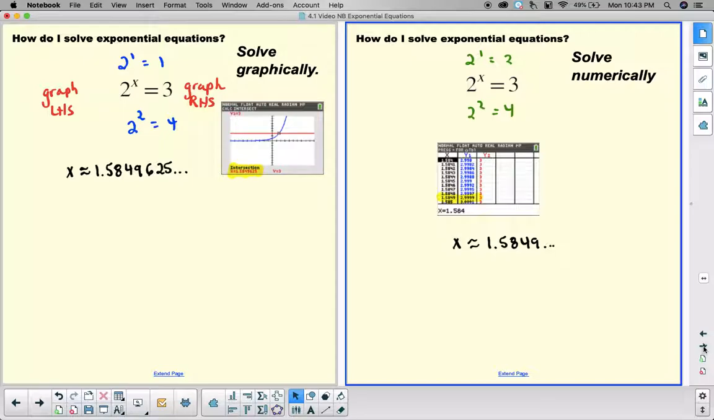What we're working towards in the next video is, instead of solving graphically or numerically, there are some exponential equations that we can solve directly algebraically, and that's where we're headed next.